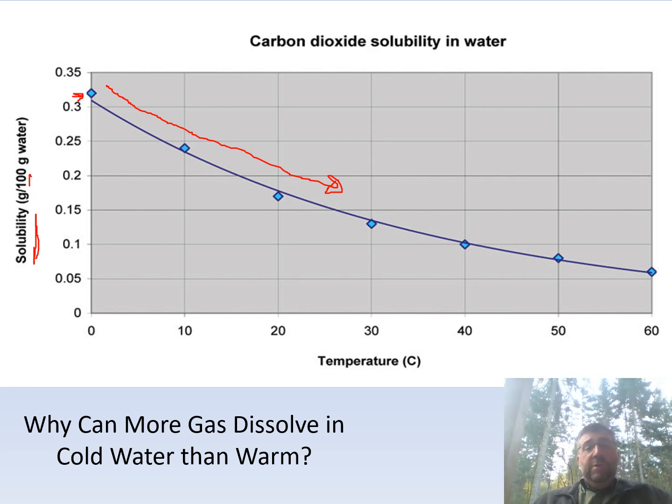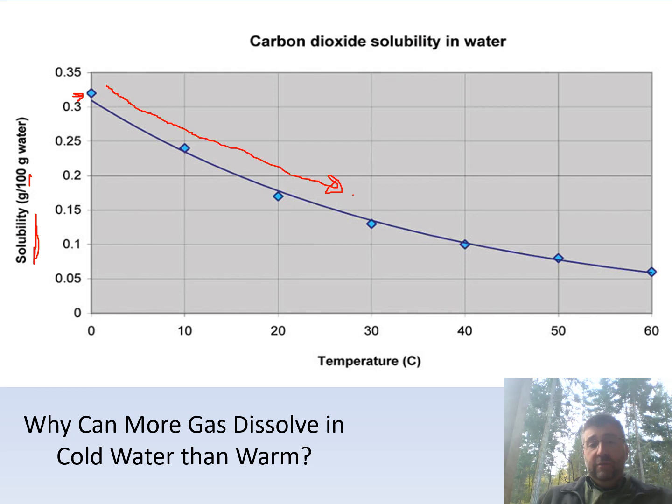And so the solubility of all gases, polar and non-polar gases like oxygen and CO2 and nitrogen, goes down with increasing temperatures. This has huge implications for life on Earth.